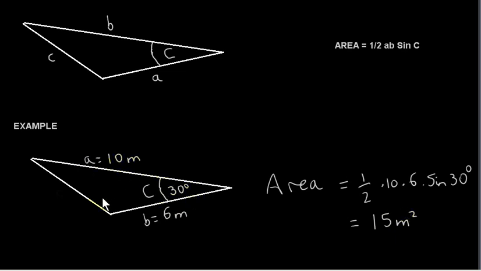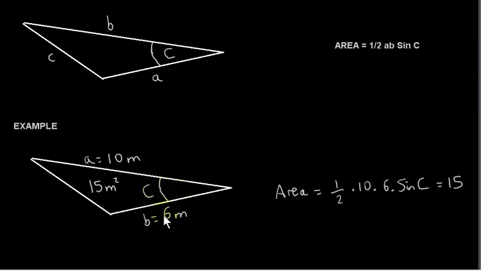Now, let's suppose that we know the area of this triangle, but we don't know this angle. So I'll do the reverse problem. It's straightforward. Let's suppose that the area of this triangle is 15 meters squared. I will write 15 meters squared in here, and we have to find this angle. So we take half the product of the two sides times the sine of the angle in between. We'll just call it capital C. We don't know what it is. And we know that this area must work out to be 15.